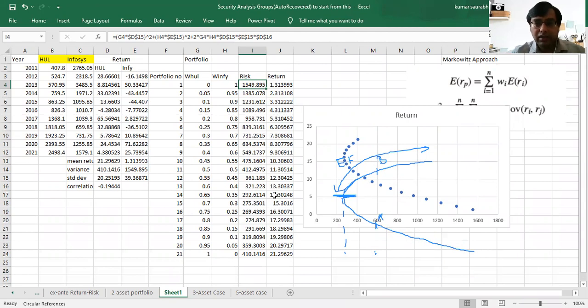For the time being, I've explained in this video just how to form a portfolio of two securities and what is the relationship between risk and return of these two securities. So in the next videos, further discussion will take place.